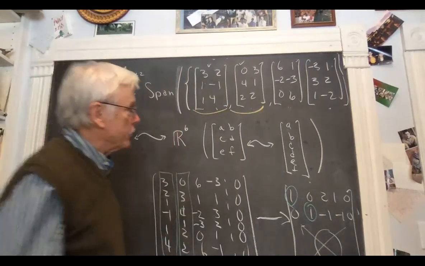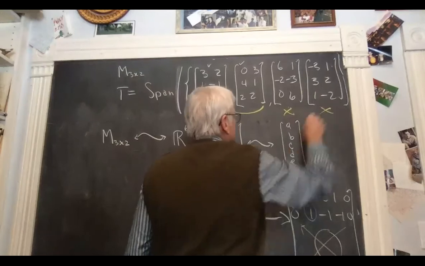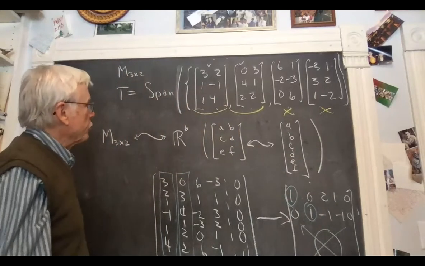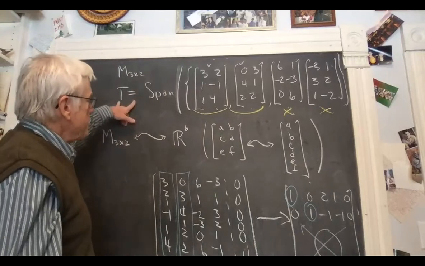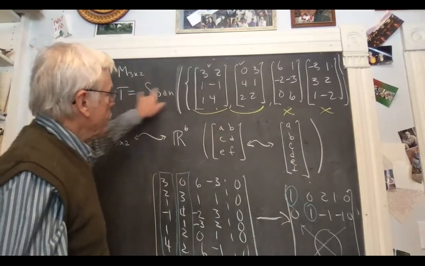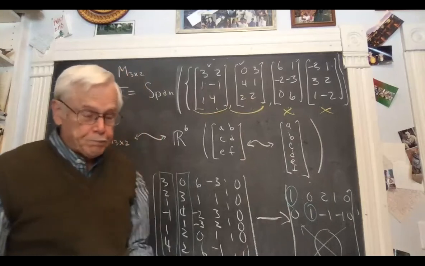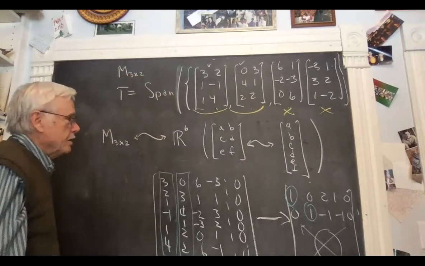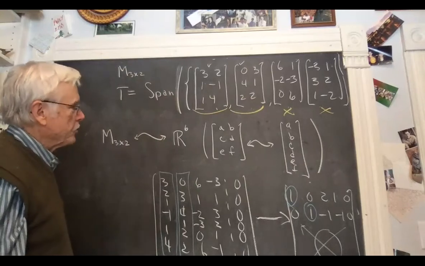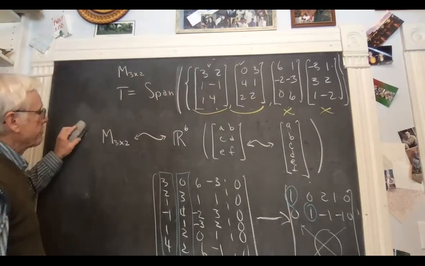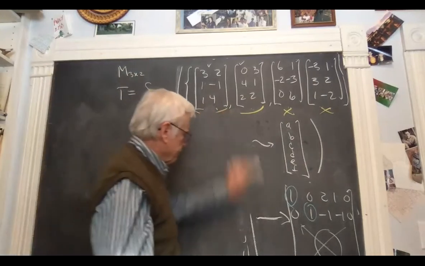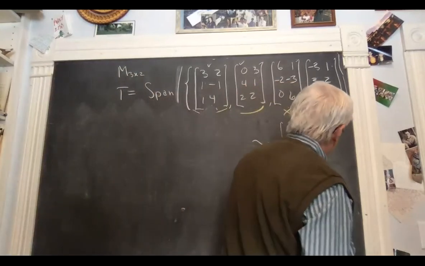They form a basis. The last two are dependent on the first two. So the dimension of T is 2. A basis for T consists of these two vectors. So this correspondence is nice to use. And I thought I'd just do one more problem here that is very similar.